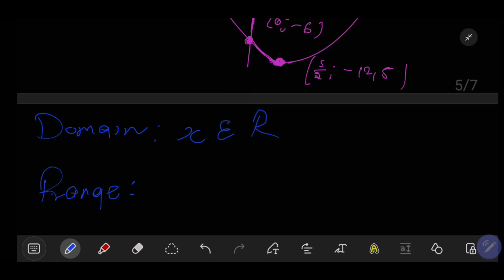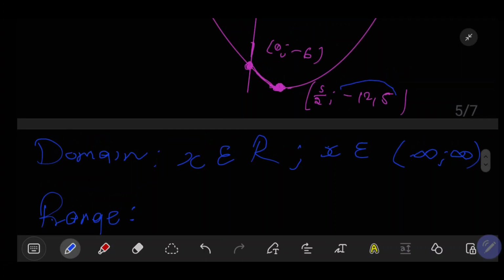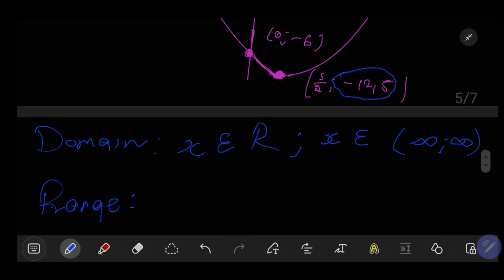So the graph exists on the x-axis, or you can choose to write it as x is an element of (-infinity; +infinity). Either way, it's correct. But when we get to the range of the graph, we're going to focus on the y turning point of our graph. That is our main focus when we talk of the range. When we talk of the range, we focus on the y turning point coordinate.